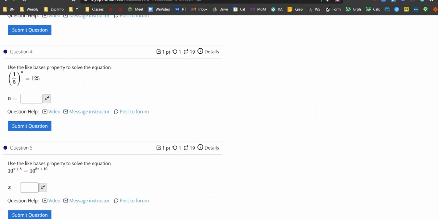Okay, next one. So now we've got some weird things happening here, right? So let's look at this. It says 1 over 5. So we've got 1 over 5 to the power of n is equal to 125. How am I supposed to write these with like bases, right? This doesn't look like... maybe the 5 and the 125. I know that 5 to the power of 3 is 125, right? So 5 seems like we're on the right track here.